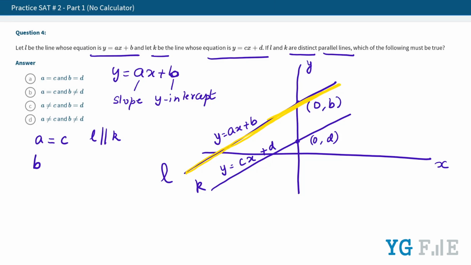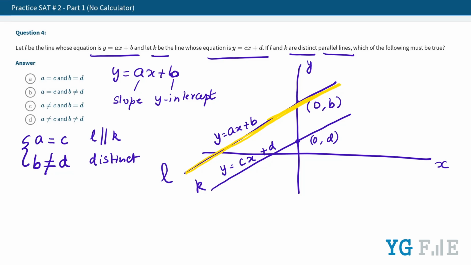So here the intercepts are b and d. In order for them to be distinct, they have to be unequal or different values, not the same. So in this case, the yellow line would not be a distinct line. Therefore, K will have a different intercept d, and b and d will be different values. So we see that we come across these two conditions: a is equal to c because of parallel, and b and d not equal because of distinct. So let us check the answers and see what we have.